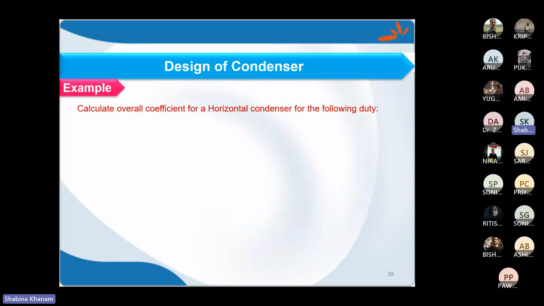So first of all, we will have this condenser design example, and the example is like we need to find out the overall coefficient for a horizontal condenser for the following duty. So it is already mentioned which orientation it is. So horizontal condenser we are given, and if it is not given somewhere, if you are finding the duty is large, I'll tell you the value. In that case you can consider horizontal or vertical. Here horizontal condenser is already mentioned, so we will consider that.